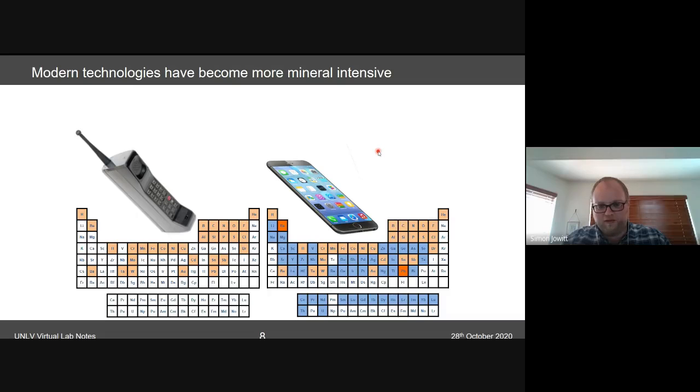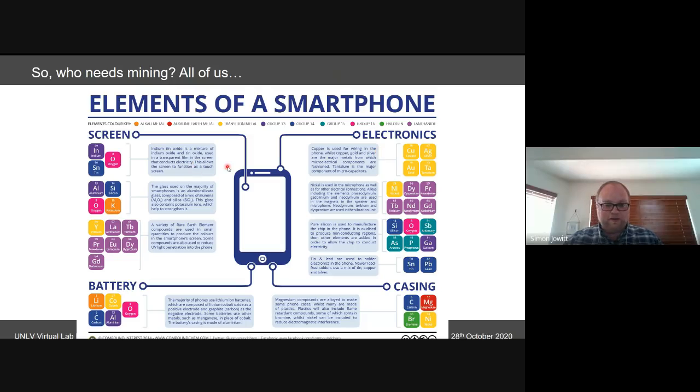It's not just smartphones. Here's just an example of breaking down the elements of a smartphone. You've got indium and tin, which enables your touch screen. You've got glass, which includes aluminum, silicon, potassium, lots of rare earth elements involved in the coloration of your smartphone and so on. There's a huge variety of different elements that are combined to make your smartphone smart, to make it user-friendly, to make it do all the things we have routinely come to expect this technology to do.